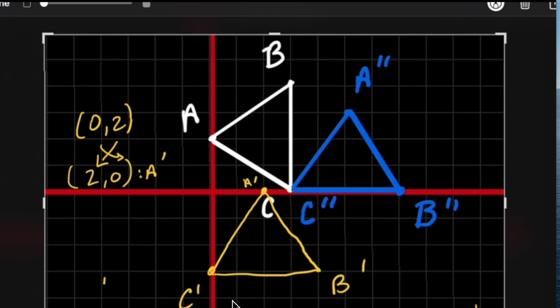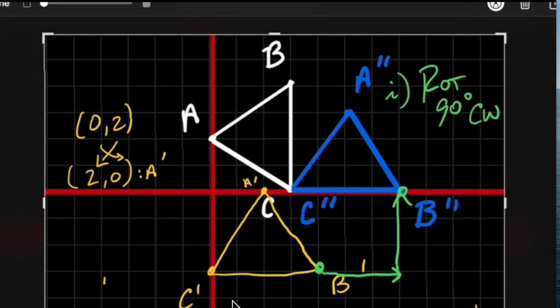Now we ask ourselves, okay, how do we get from B prime to B double prime? And we could see that this involved a translation 3 units in the positive x direction, and 3 units in the y direction. So this transformation sequence is going to be number 1, a rotation of 90 degrees clockwise about the origin, and secondly, it's going to be a translation where we add 3 to both the x and y coordinate.